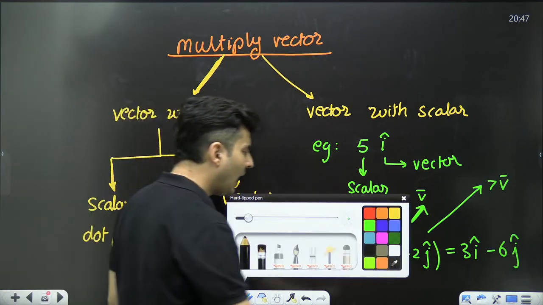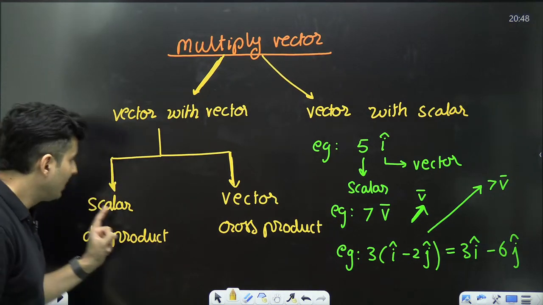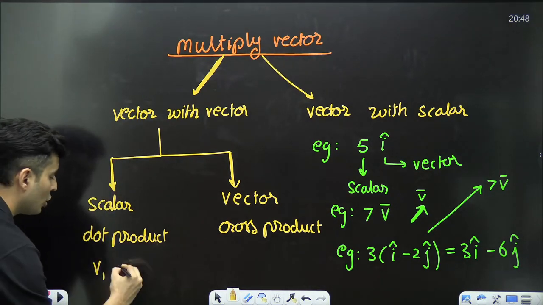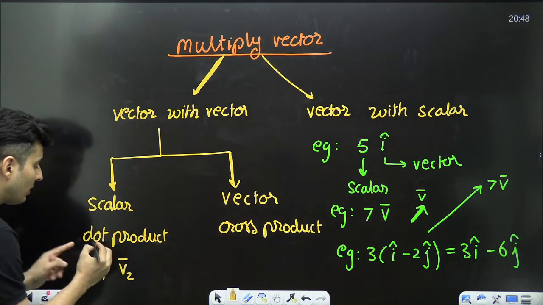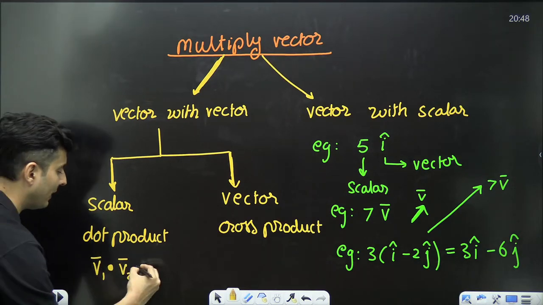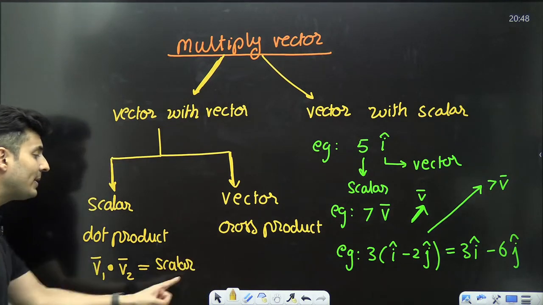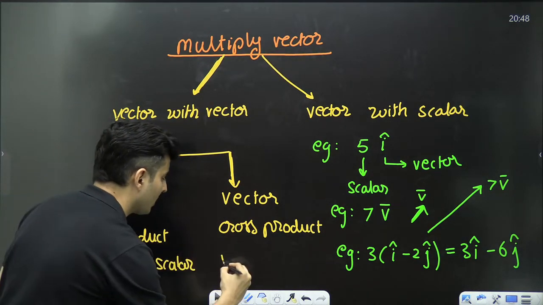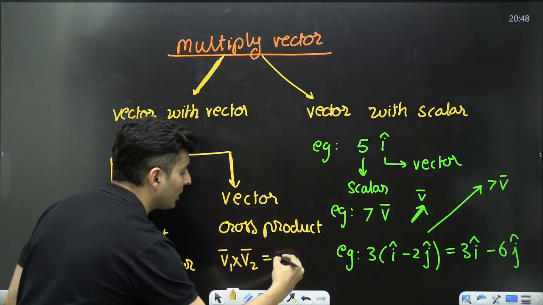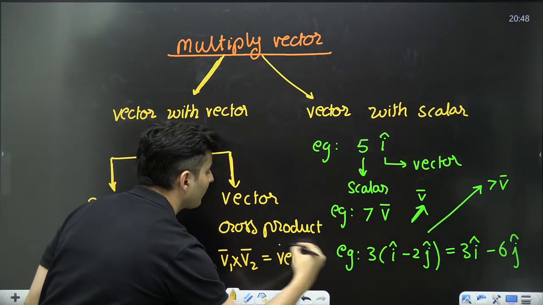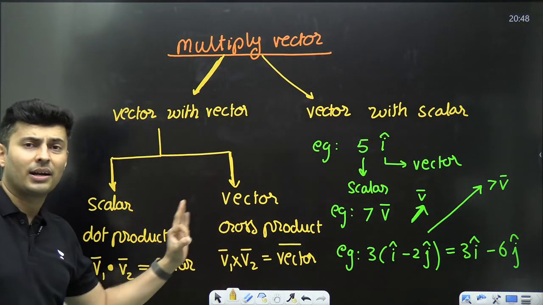Now, how you write this is very important. When you are taking a dot product, you will have vector 1 over here. You will have vector 2 over here. Vectors are always put with bars. The symbol that you use will be a dot. The outcome will be a scalar number. Whereas over here, there will be vector 1. There will be another vector 2. You will put a cross symbol. The outcome will be a vector quantity. That's the basic difference between a scalar product and a cross product.